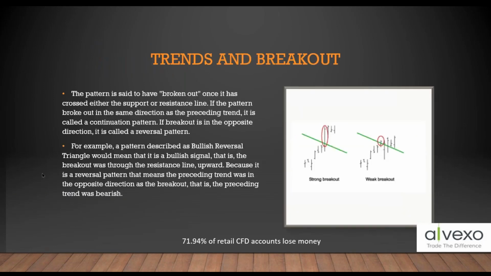So again, what we're looking for ultimately is the breakout. So the pattern is said to have broken out once it has crossed either the support or the resistance line. If the pattern broke out in the same direction of the preceding trend, it's called a continuation pattern. If the breakout was in the opposite direction, it's called a reversal pattern. For example, a pattern described as a bullish reversal triangle would mean that's a bullish signal that is the breakout was through the resistance line upward. Who cares? Do you care? I don't care.